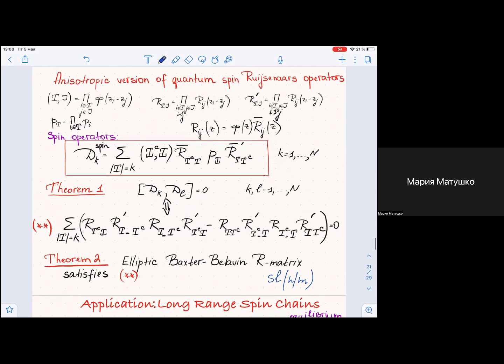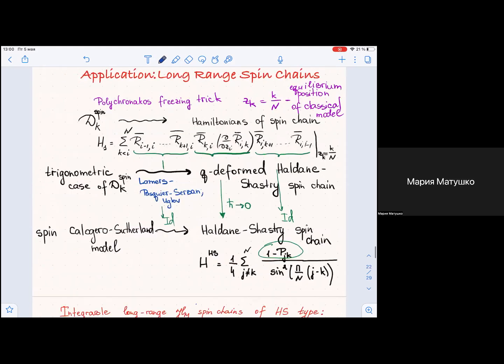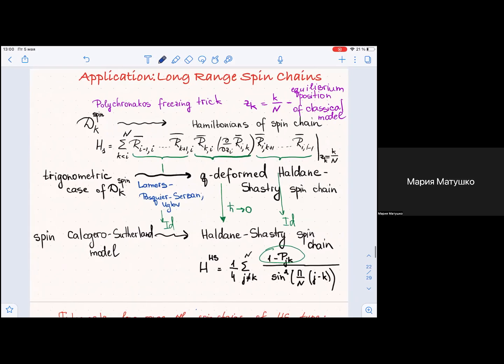Okay, and now I pass to the last part of my talk about long-range spin chains and how to obtain new integrable spin chains from these anisotropic Ruijsenaars elliptic spin operators. Okay, what is the idea? The idea is the following: we have these spin operators and we use for them the Polychronakos freezing trick. What does it mean? It means that we take these Hamiltonians at some special points.